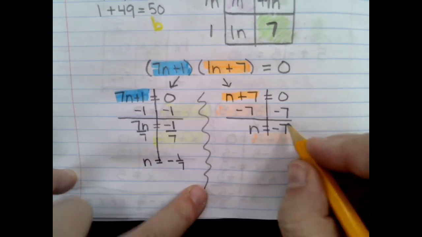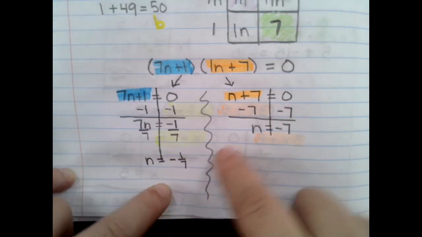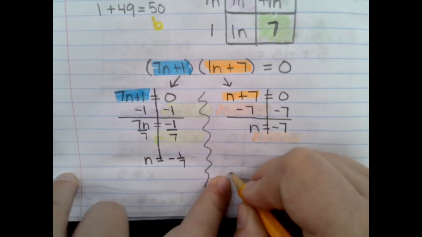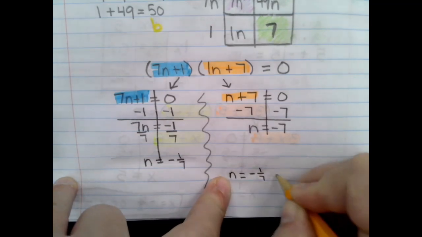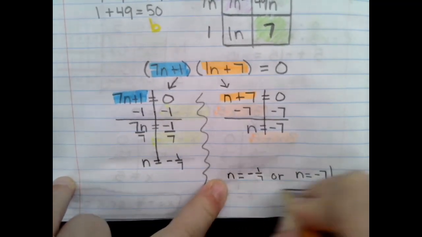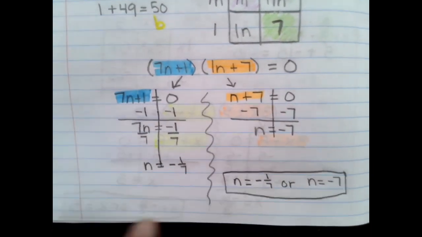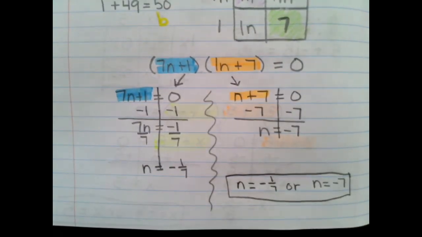Alright, if you're happy with this answer, you just want to circle it. If you're like, I'm sick of this problem, I'm done, go ahead and just circle. If you want to be nice and neat and proper, we'd say n equals negative 1/7 or n equals negative 7. Again, if you were going to write your 20-page paper on this one-page problem, you would write it out nice and neat like that. If you are sick of this problem, go ahead and just circle, call it good.